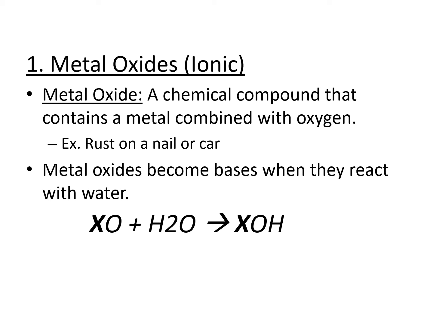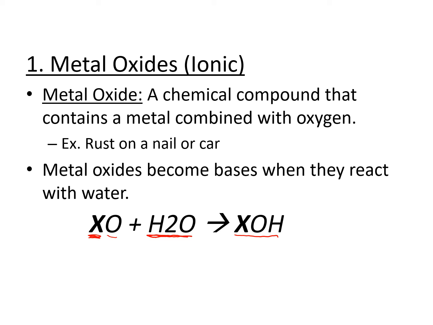So first one is a metal oxide. So a metal oxide is a compound that has a metal that is combined with oxygen. So a metal oxide becomes a base when it reacts with water. So here's my general example of this, right here: a metal plus oxygen. X just stands for any metal. So a metal plus oxygen is a metal oxide. And when that is thrown into some water, it's going to be producing a base right there.